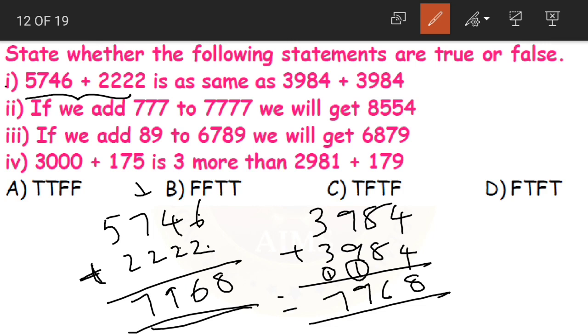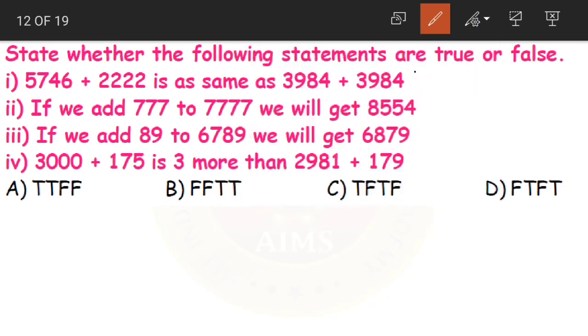So we know that statement 1 is true. Statement 1 is true. Both the sums are equal. So statement 1 is true. Moving on to the next statement. If we add 777 to 7771, we'll get 8554. Let us check.